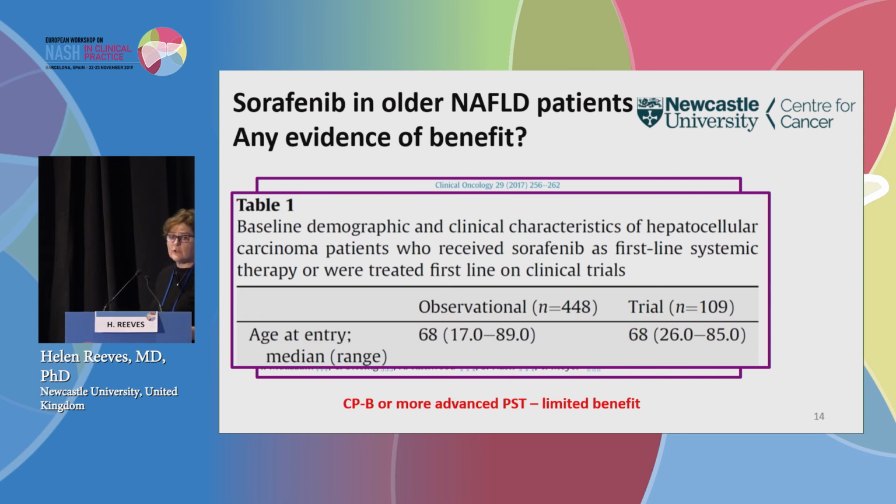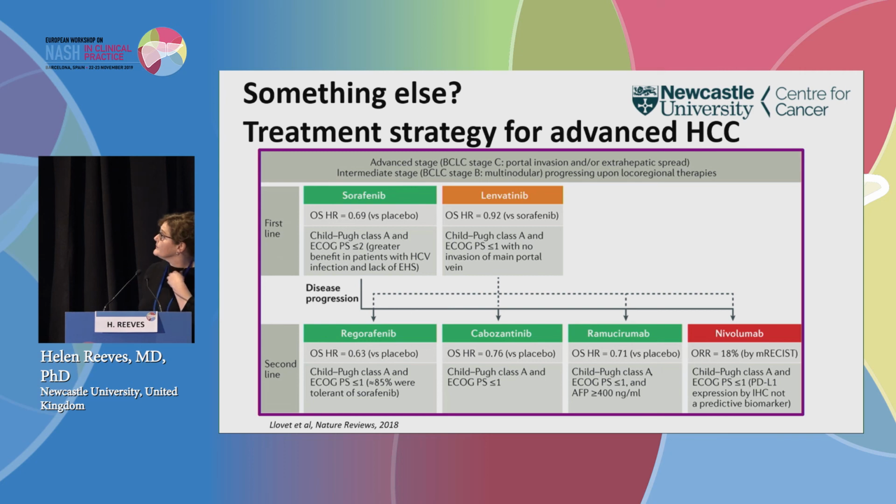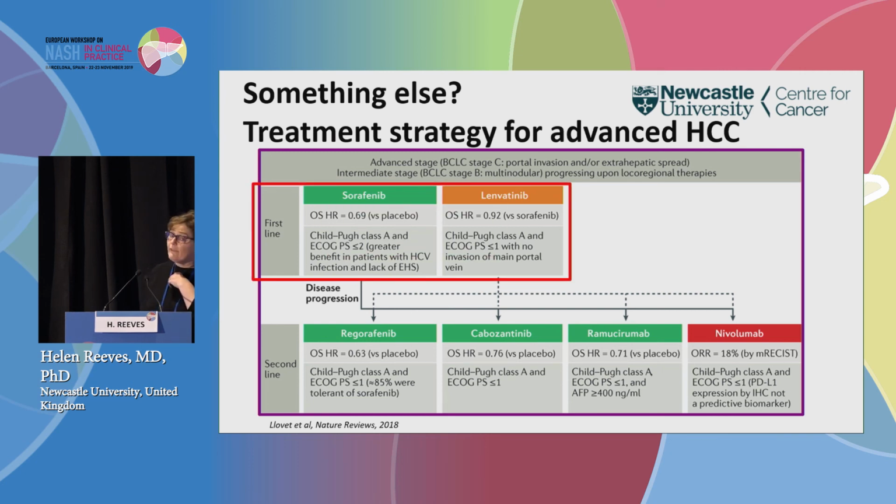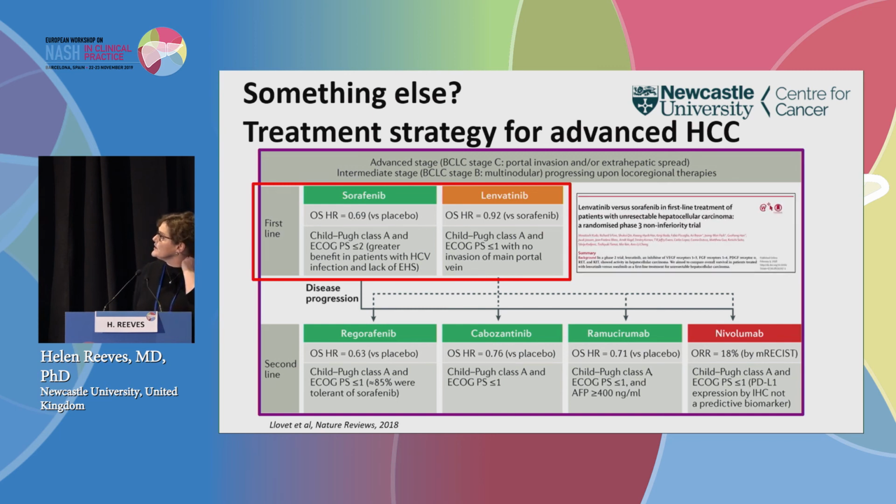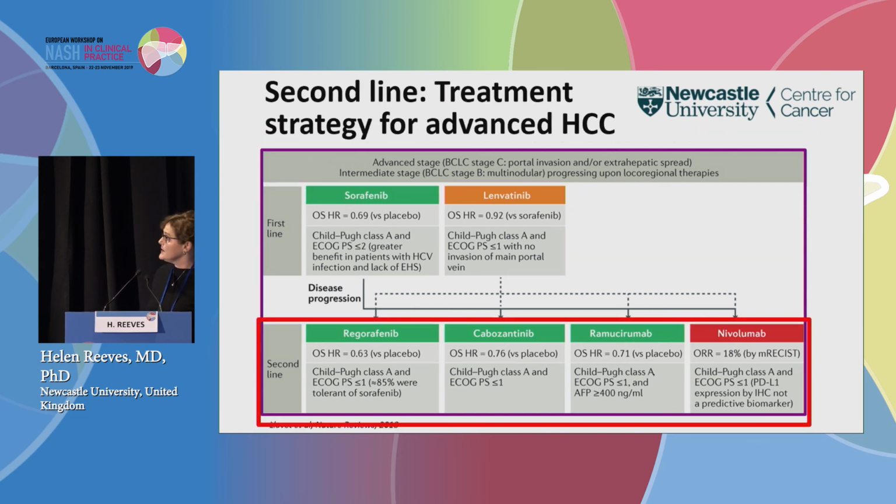We don't even think about using sorafenib in an older patient whose performance status is impaired or they've got slightly abnormal liver function. Is there anything else? So we do have lenvatinib now, another multi-kinase inhibitor, and this is the trial that showed it's not inferior to sorafenib, so you could use it. No data yet in patients with NAFLD. There's a different side effect profile for this drug, so it might be better tolerated. So it's something to consider.